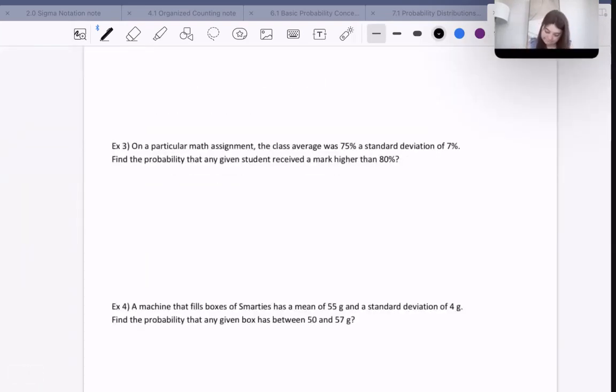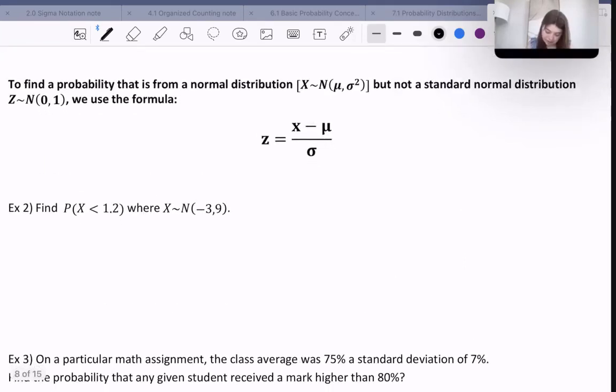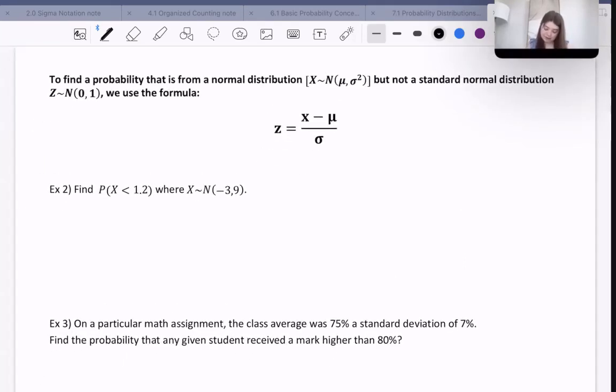Okay, so let's do some more examples here. This one says to find the probability that is from a normal distribution, but not a standard normal, we must use this formula, which is what I was talking about just a moment ago. And so if we don't have a standard normal, we can still actually use that same exact table. We just need to adjust those numbers. So let's give an example of us doing that.